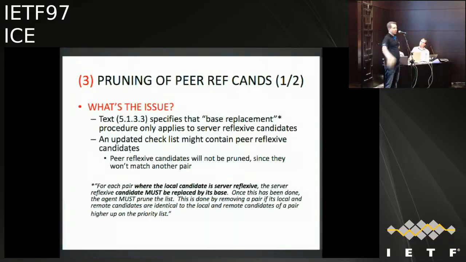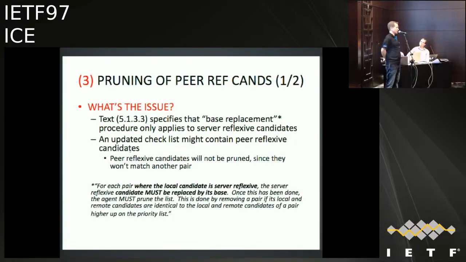And obviously, when you have your initial checklist, you're not going to have any peer reflexive candidates because they will come later once you start doing the checks. But what the spec also says is that when you do find these peer reflexive candidates, you can update the checklist and add them there, and send the new one to the remote endpoint, using SDP or whatever. And I assume that you're going to prune that checklist also.